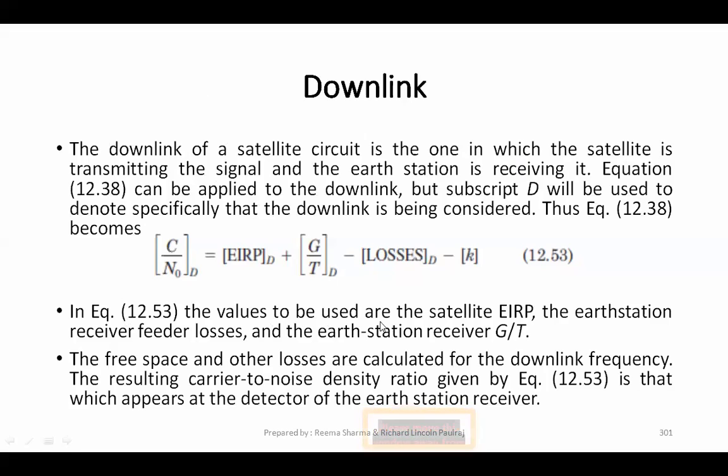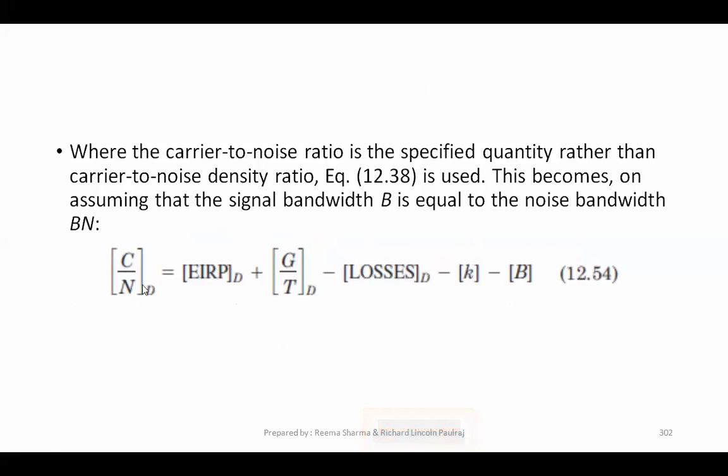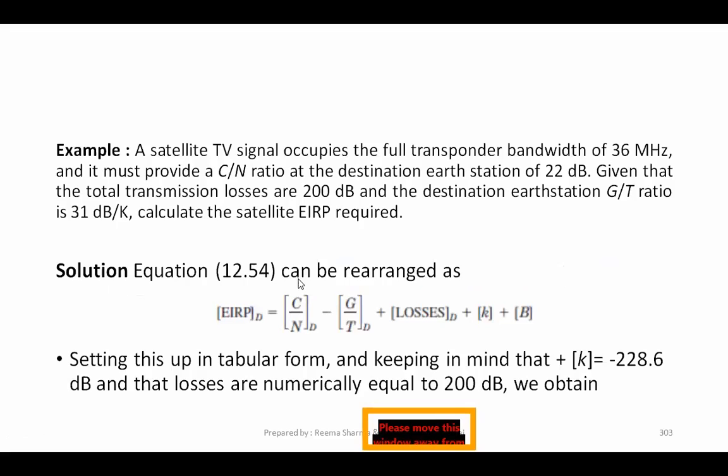So these values are used, and the receiver feeder losses and the other G by T ratios are also considered. The free space and other losses are calculated from the downlink frequency, and we calculate the carrier to noise ratio: how much noise is allowed, how much carrier, what is the maximum allowable noise in order for my signal to be transmitted. So this is going to be my equation considering the G by T ratio and EIRP, losses as usual, K the Boltzmann constant, and the bandwidth B.